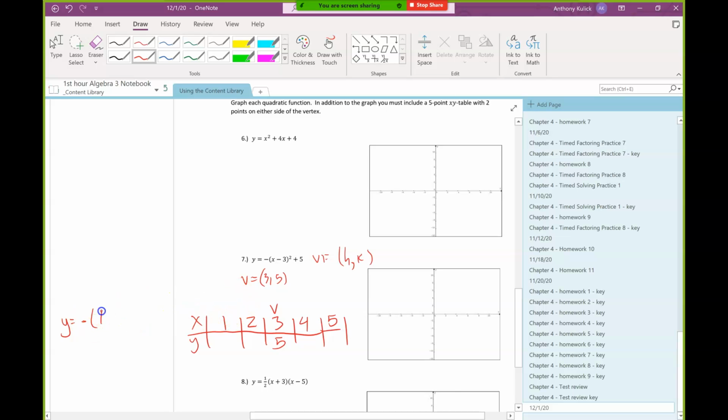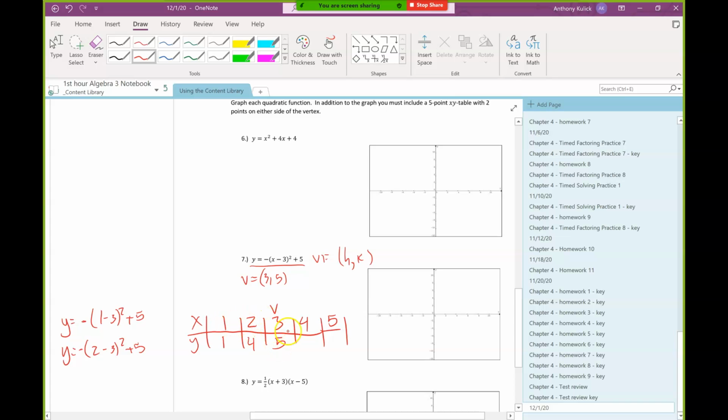If I start with 1, I'll plug that in for x in my equation. So 1 minus 3 is negative 2. Negative 2 squared is positive 4, but then I have to make it negative, so it becomes negative 4. And plus 5 is 1. Then we'll do the same thing with the 2. 2 minus 3 is negative 1. Negative 1 squared is positive 1, but then we have to make it negative, so we have negative 1. And then plus 5 is 4.